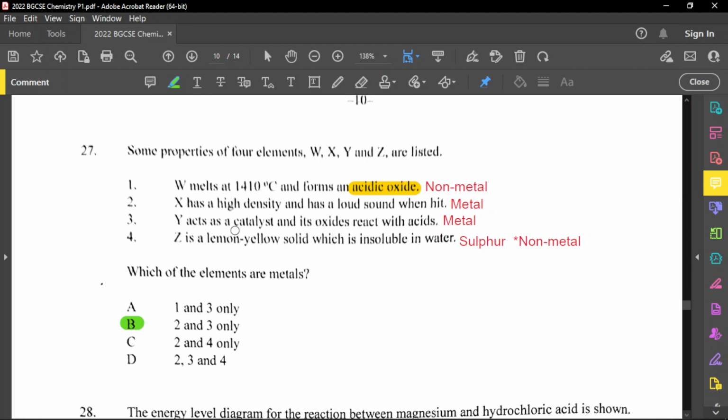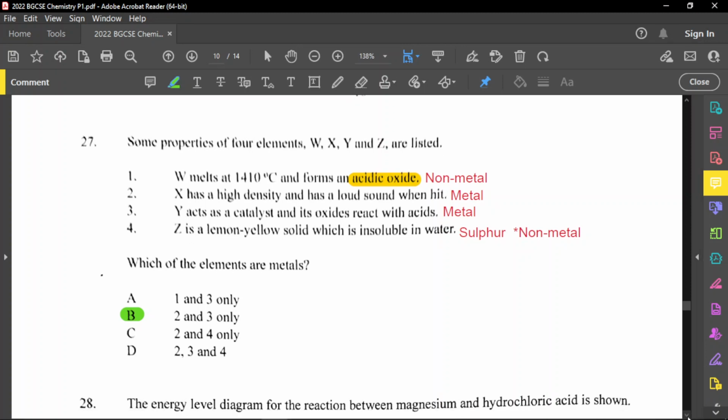Y acts as a catalyst, and its oxide reacts with acid. If its oxide reacts with acid, then it must be a metal oxide, so that's a metal right there. And Z is a lemon yellow solid, which is insoluble in water. If an element is lemon yellow, we know off the bat that it is sulfur, and sulfur is a non-metal from group 6, right? So which of the elements are metals? The correct answer is going to be options 2 and 3, and therefore B is the correct answer there.